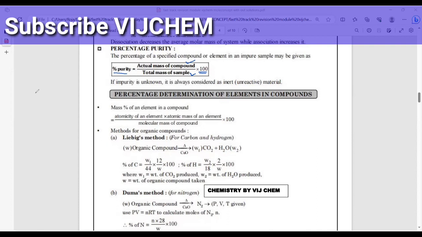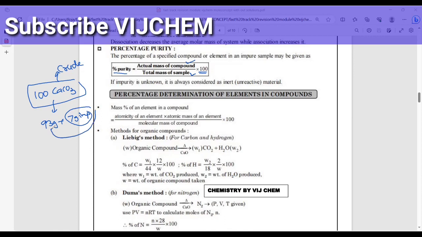If you take 100 grams of calcium carbonate, this is impure, also called crude. In that, the actual may be 93 grams and the remaining 7 grams may be impurity. So only 93 grams react. Total mass is 100, actual mass of the compound is 93. 93 by 100 into 100, that is, percentage purity is 93%. Always remember, only inert and non-reactive material is taken as impurity.